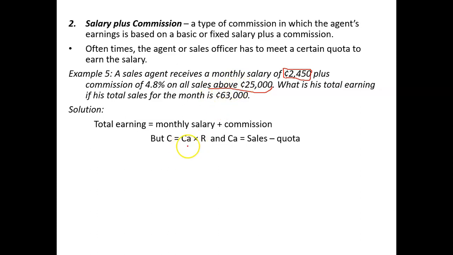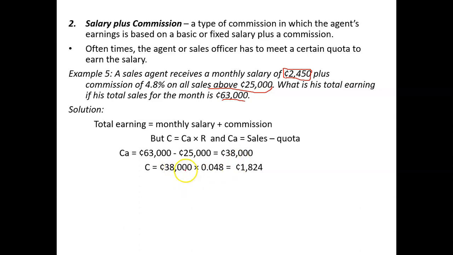So we need to find the commission amount first, and commission amount is equal to sales minus what? Quota, isn't it? So when you do that, commission amount is 63,000, which is total sales, minus the quota. Are you with me? So that gives you 38,000. So now we can find the commission. The commission will be the commission amount, which is 38,000, times the rate of commission, which is 0.048. To get 0.048, it is 4.8 divided by 100. So when you do that, you should get 1,824 cedis as the commission.